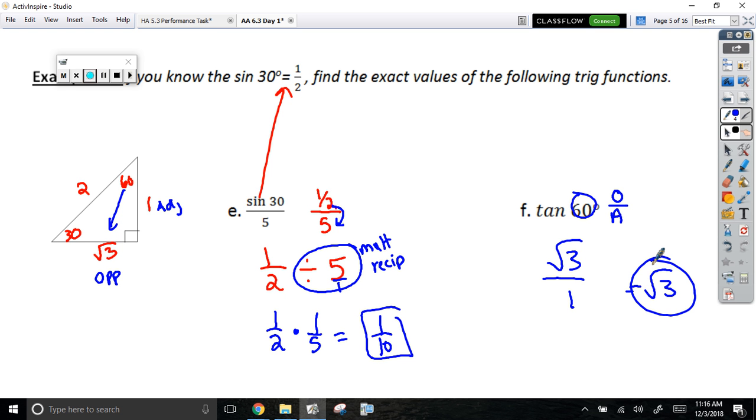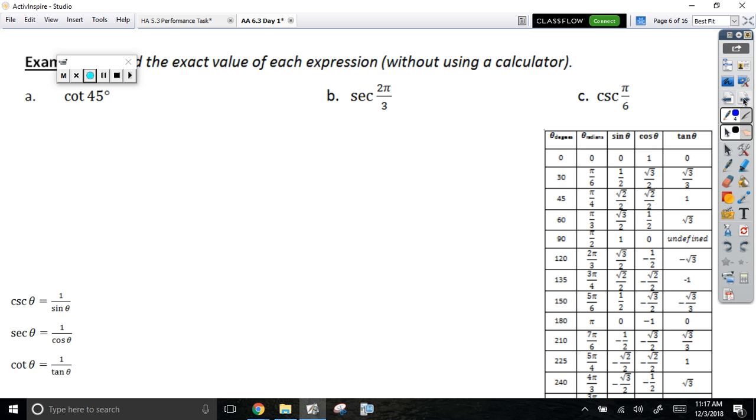Now for the remainder of them, you're going to need your special angles chart, which is on the back of your formula sheet. So this is what it looks like on the back of your formula sheet. You may want to write above the sine, the cosecant is the reciprocal. And for cosine, the secant is the reciprocal. And for tangent, the cotangent is the reciprocal.